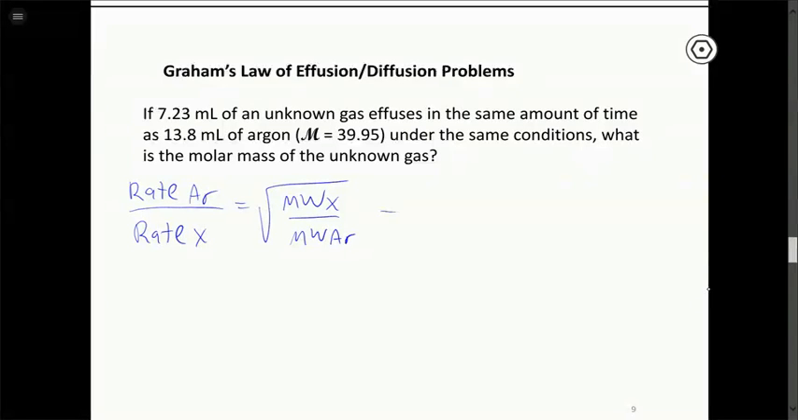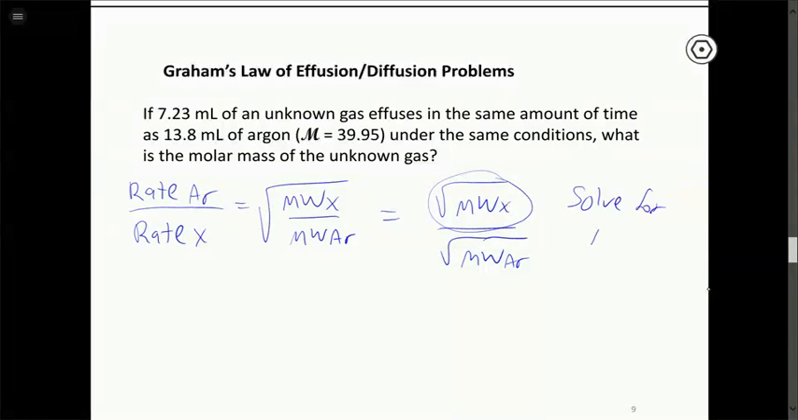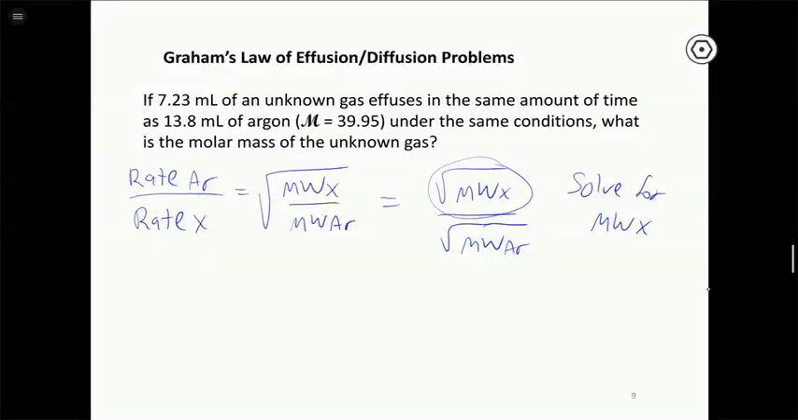Now what's helpful sometimes is to remember that we can rewrite this equation. If we have a ratio underneath the square root, it's also the ratio of the square roots. So maybe that's a more convenient form to write it, and then we're just going to be solving for that unknown, the molar mass of X. So we have to do a little bit of algebra, and we can either put the numbers in first or do the algebra first. It doesn't really matter.